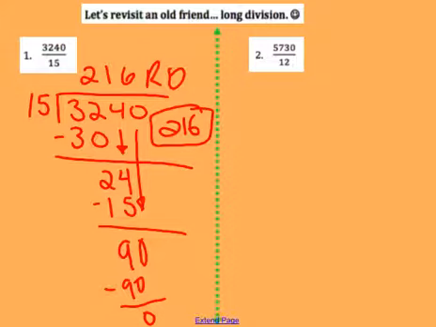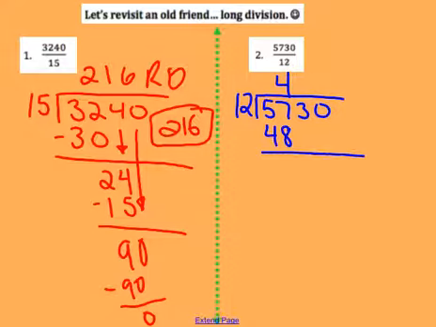Then we have 12 as our divisor, and our dividend is 5730. I would have said 4. 4 times 12 is 48. What I do is I subtract those two lines to get a small number like 9. Bring down the 3. I might guess and check with my calculator to figure out how many times 12 goes into 93.